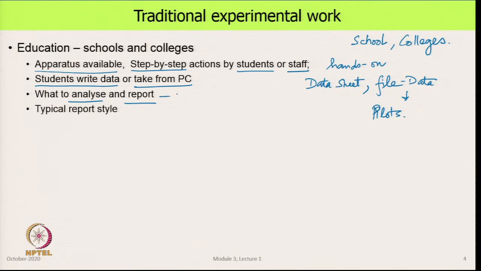That report format has been quite rigorously followed, and we know how the report should look. That was the style of the report, and after that there is an evaluation, marks are given, and that is the end of it. So, this is what goes on.